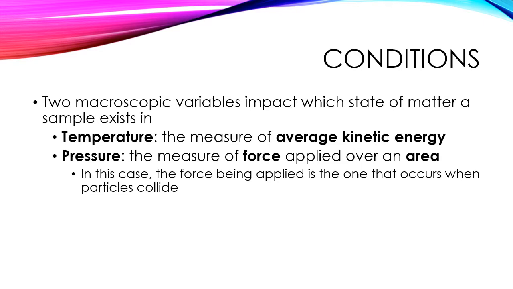Temperature is the measure of average kinetic energy that a sample has. The faster on average that particles move, the higher the temperature is. Pressure is a measure of a force that is applied over an area. In the case of dealing with particles, the force in question is the one that occurs when particles collide. So things where there are many collisions between particles have very high pressures, whereas things with fewer collisions between particles have lower pressures.